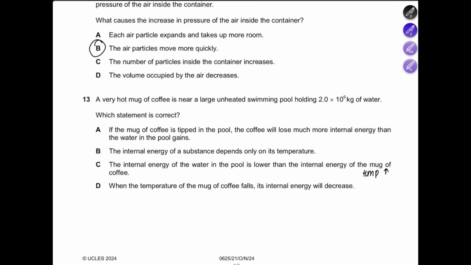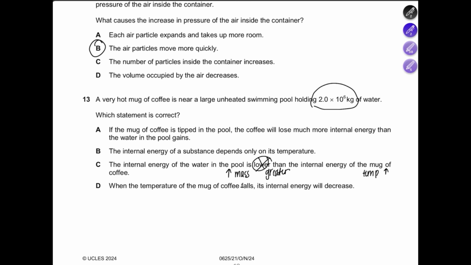But if you notice that this is just a very small mug of coffee compared to the pool, which has 2 times 10 power 6 kilograms. So the mass of water in the pool is so much higher. When the mass is high, internal energy will also be greater. So that means internal energy of the pool is going to be greater, not lower.